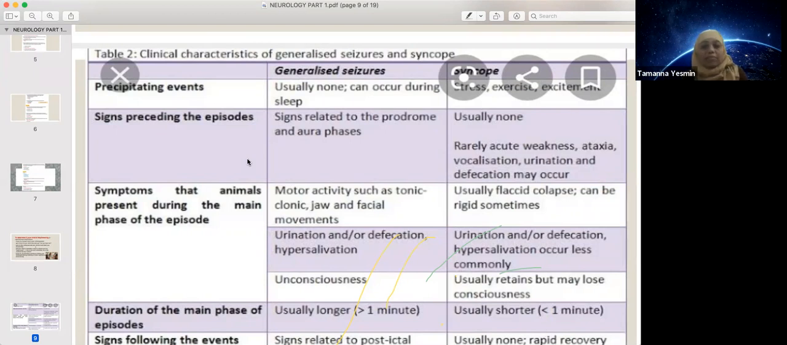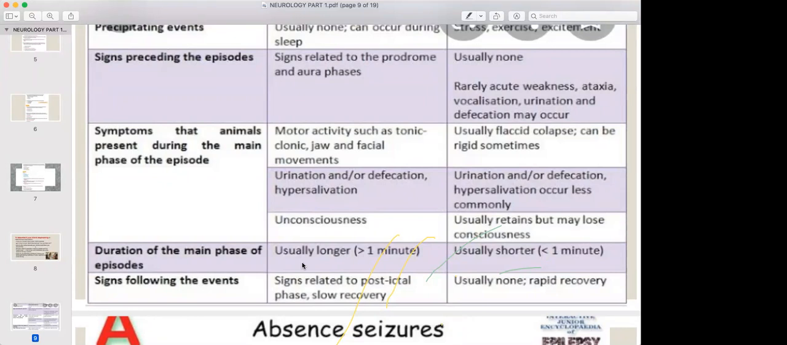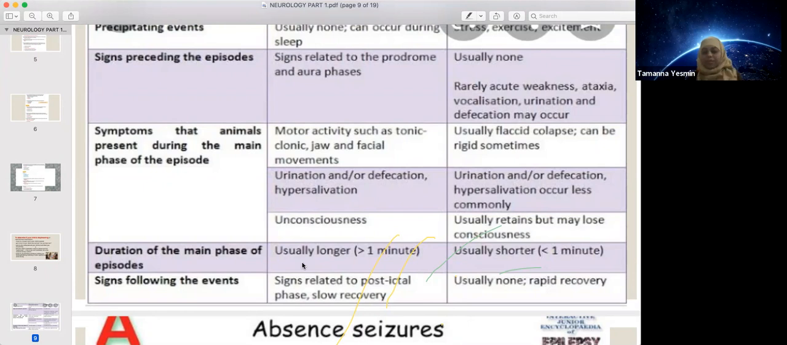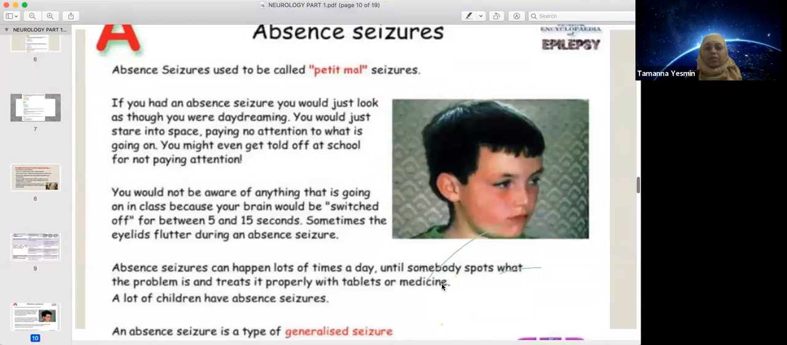A seizure episode can last a long time, but a syncope episode is very short. Signs following an event like postictal drowsiness and very slow recovery indicate seizure. But usually in syncope, there is rapid recovery. Any question until now? So we are going through our different types of seizure, resolving one by one. We know now where our weakness is so that we can cover it.